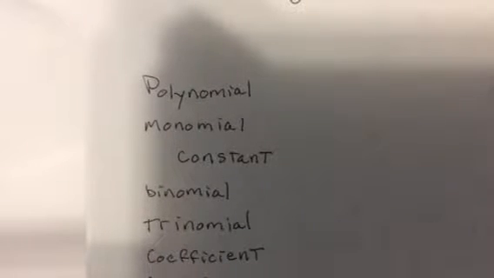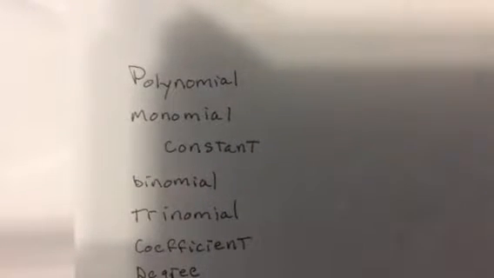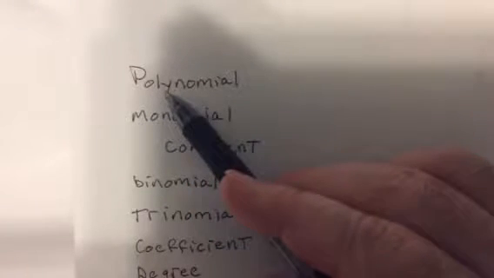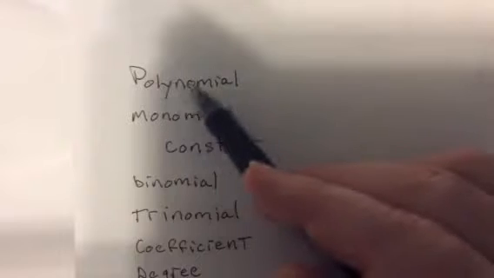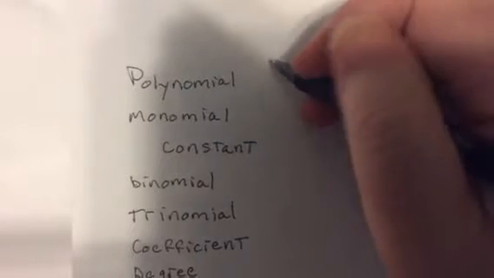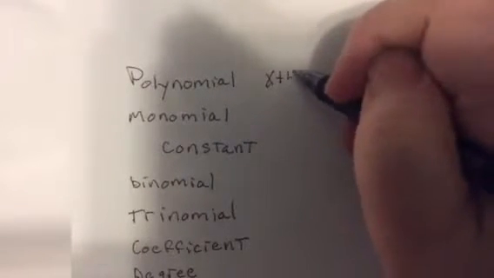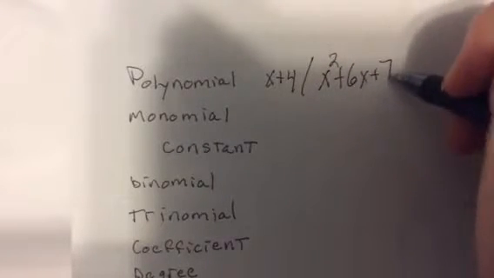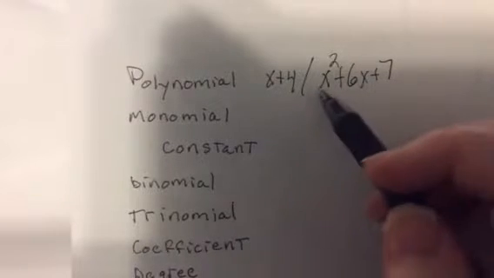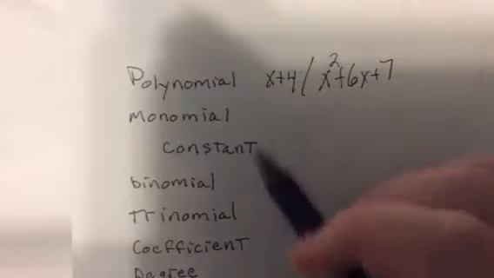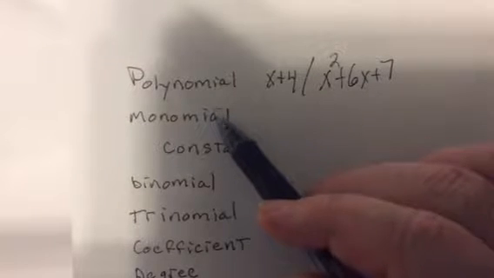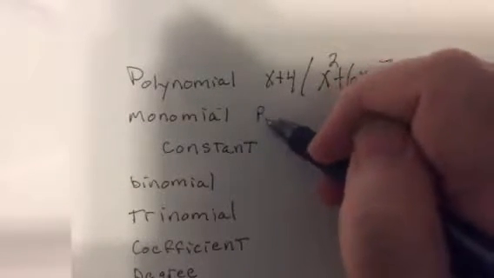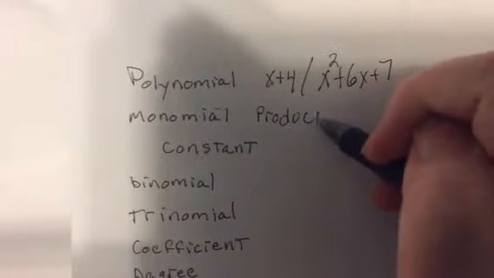What do you do when you have exponents? Well, first there's some words you should know. The first one, polynomial. Poly means many. So really this just means many terms. So examples of polynomials: x plus 4, x squared plus 6x plus, it's just terms added or subtracted together.